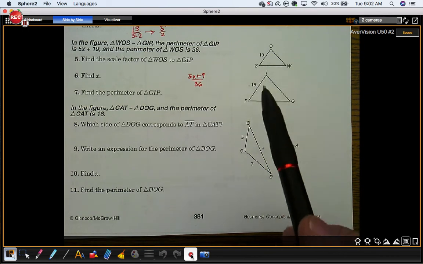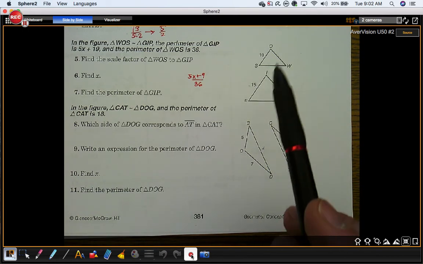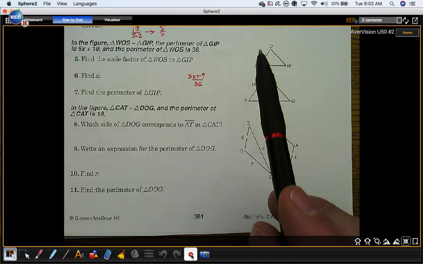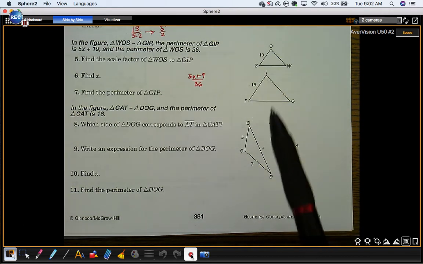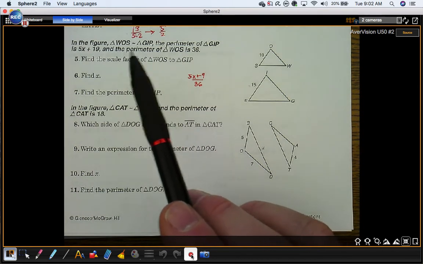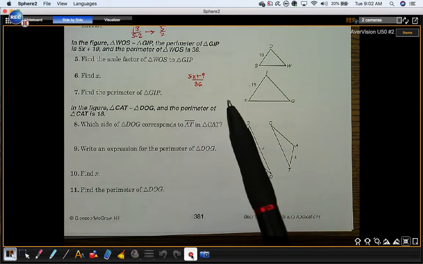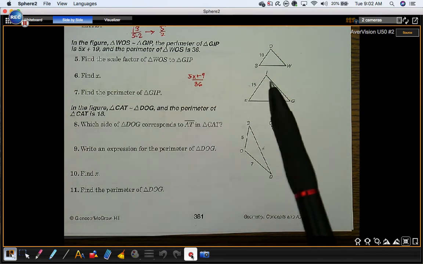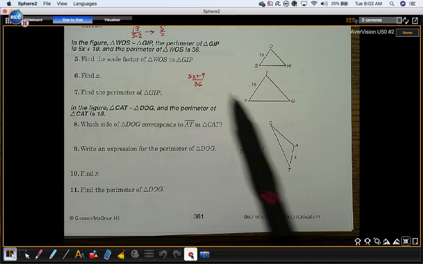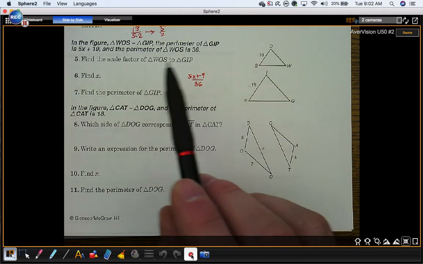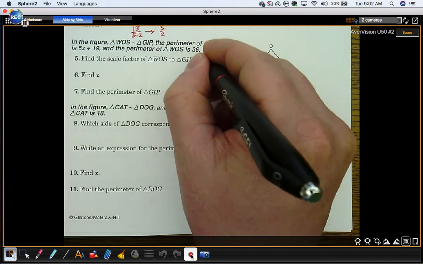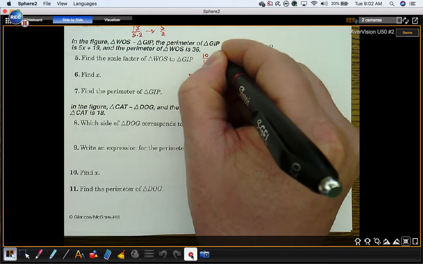Okay. Now, another way to determine your scale factor that's more useful is just to look at these corresponding sides. Does the left side go with the left side? Double check. Does segment SO go with segment PI? It does. So the scale factor of the small to the large, because that's what they ask for, is 10 to 15, which is 2/3.